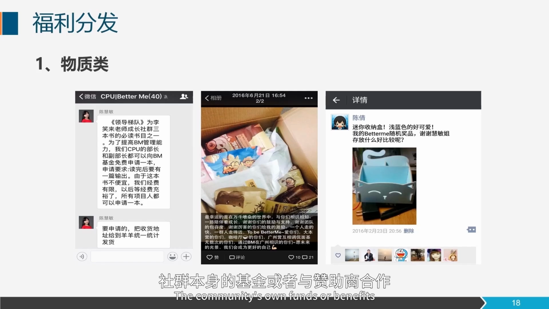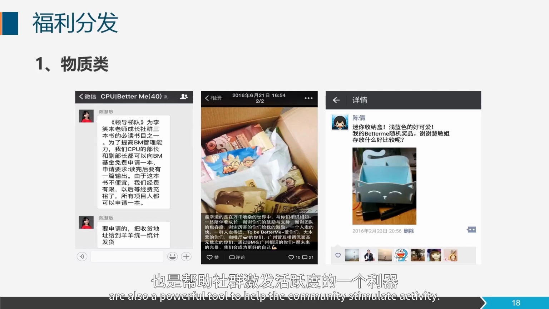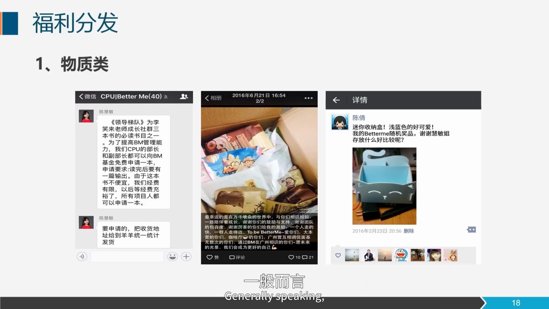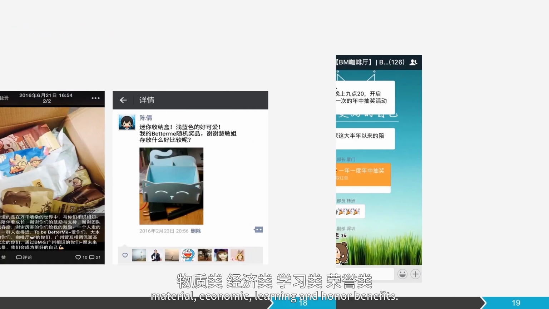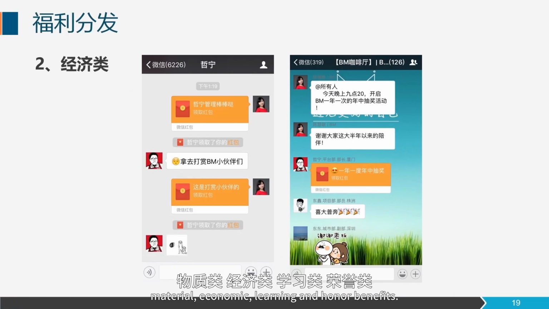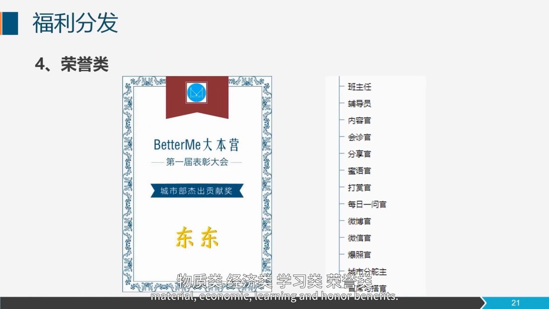The community's own funds or benefits obtained through cooperation with sponsors are also a powerful tool to help the community stimulate activity. Generally speaking, community benefits can be divided into the 4 following categories: material, economic, learning, and honor benefits.